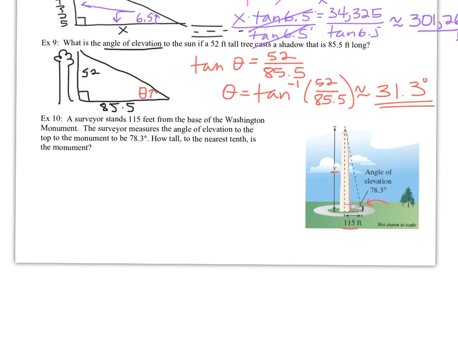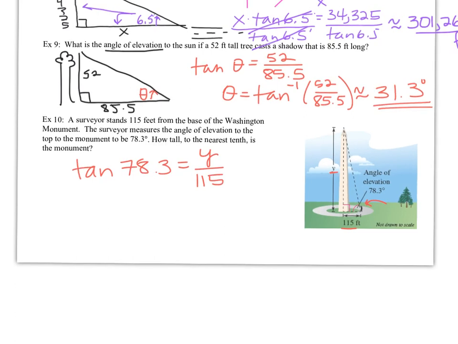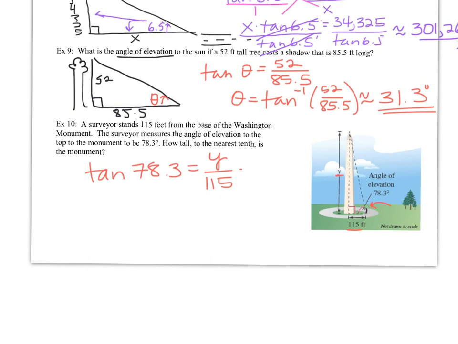So we have another opposite and adjacent. We would use the tangent ratio. Tangent of the angle that's formed, 78.3, is equal to the opposite side, which is the height, divided by the adjacent side, how far the surveyor is away. So this one's a quick and easy one to solve. To get y by itself, let's multiply both sides by 115. And you should get that the height of the Washington Monument is approximately 555.3 feet tall. So there's utilizing a little bit of right triangle trigonometry to solve some real life applications.